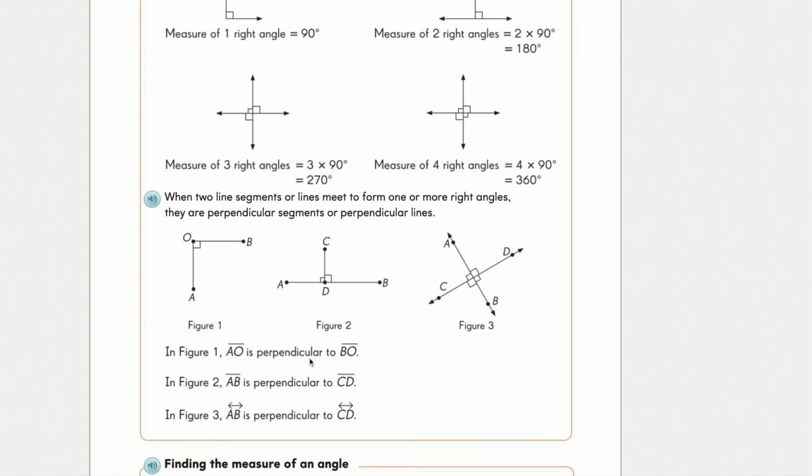We also learned that when two line segments or lines meet to form one or more right angles, they are what's called perpendicular segments or perpendicular lines. So in figure 1, AO is perpendicular to BO. In figure 2, AB is perpendicular to CD because it's got right angles here. And in figure 3, AB is perpendicular to CD.